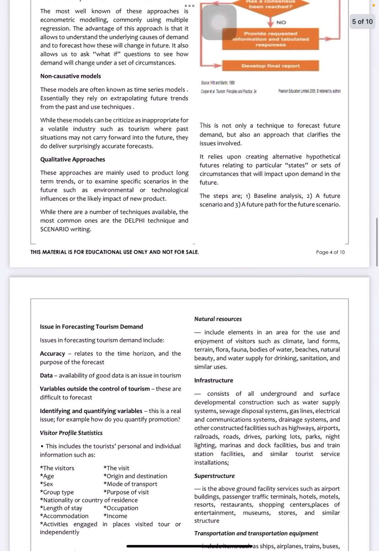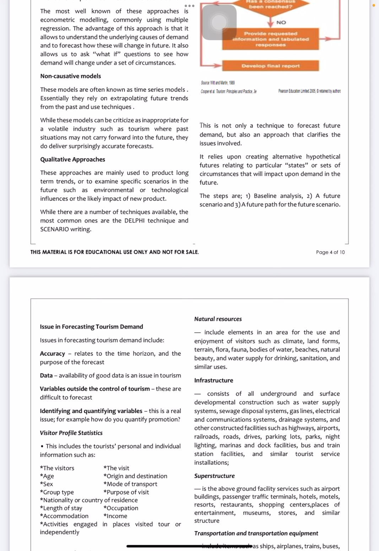Next, the issues of forecasting in tourism. So it includes accuracy, data, variables outside the control of tourism, identifying and quantifying variables. When you say accuracy, it is something that we cannot force to happen. Like for example, when you forecast, you look into the future. Let's say, on Saturday there will be many people. So you are guessing, since it is still in the future, you cannot guarantee the accuracy, if there will be many people or not.